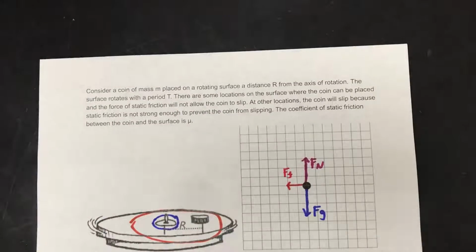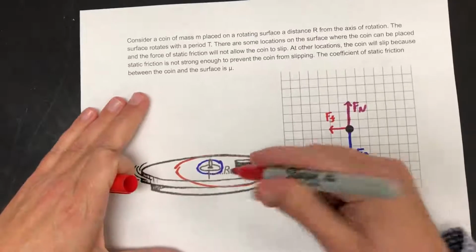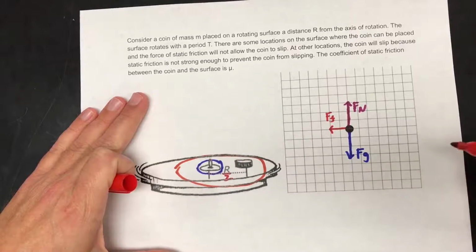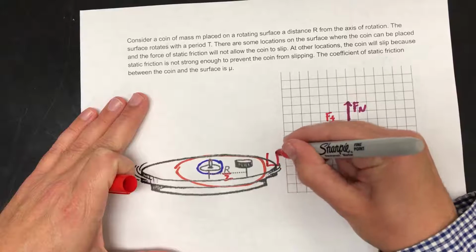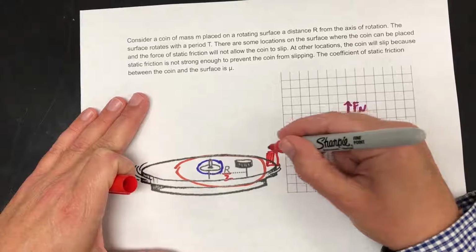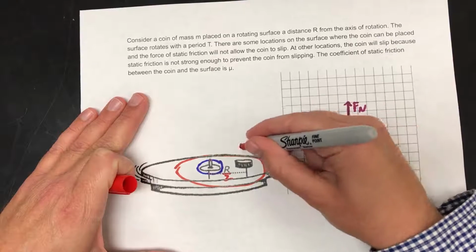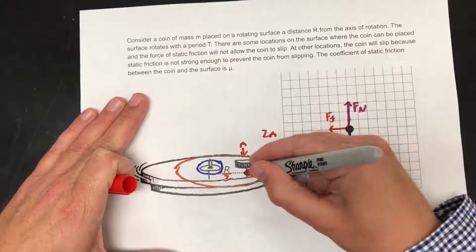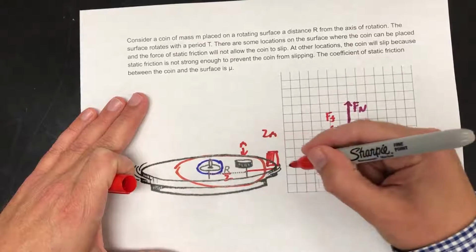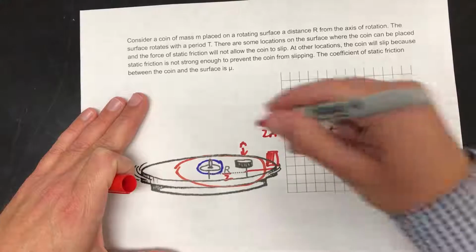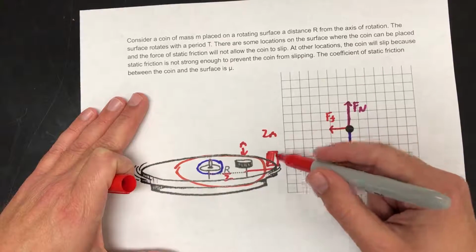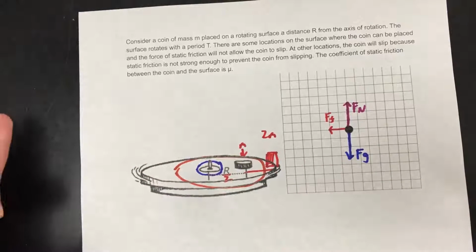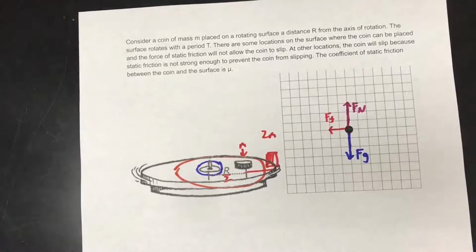I'll leave you with this. Which coin is more likely to slip? Let's say that this coin right here was at halfway out, so the radius over 2. And then we stick another coin out here, and this one is 2m. This one, let's say, is m right here, and this one is 2m, and it's at the full radius of the record player out there. So basically we have mass m at half the distance, or mass 2m at the full distance. Which one, if any one, is more likely to slip?